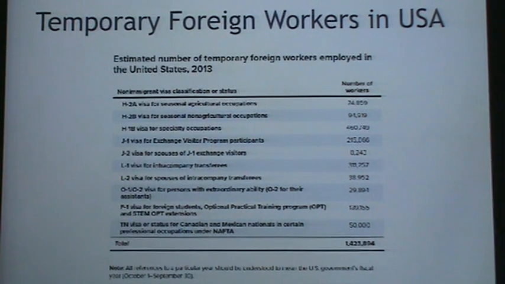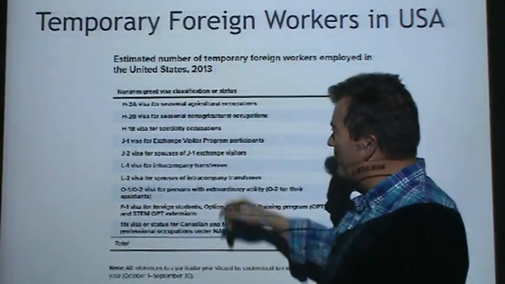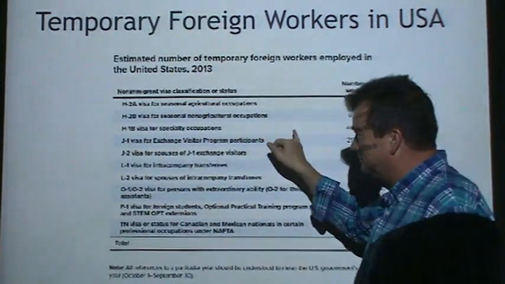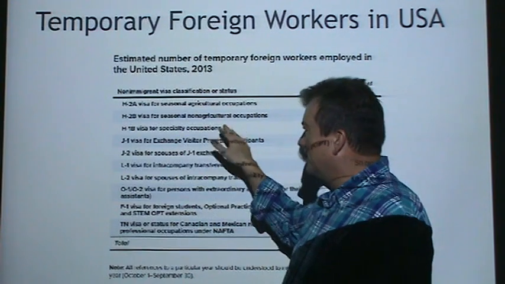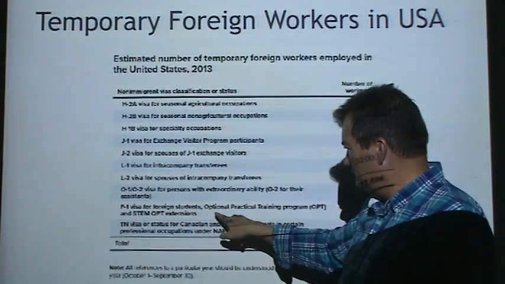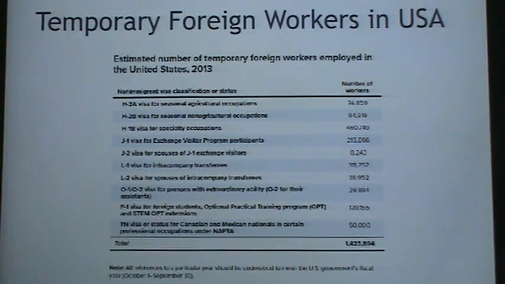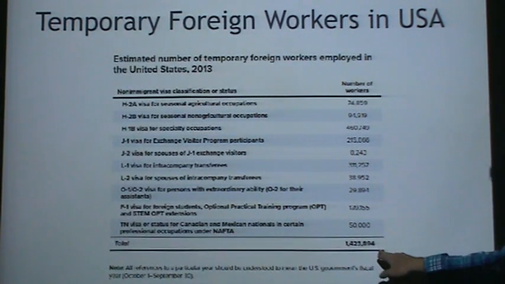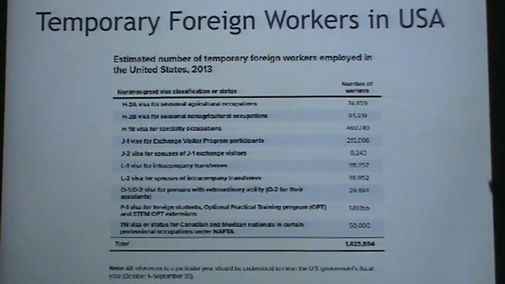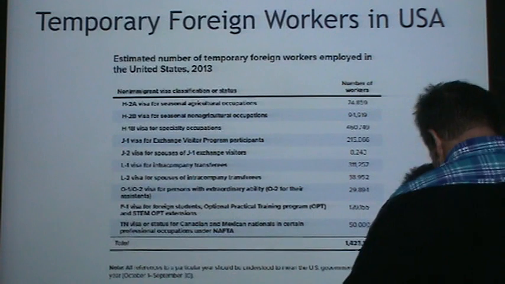So this is just a chart of all the different types of visas. There's an H-2A visa, which is for seasonal agricultural occupations, H-2B, seasonal non-agricultural. H-1B is specialty occupations, but it's mostly technology. Students get an F-1 visa, and there's an OPT connected to that, the 139,000. So it's about 1.4 million, as of 2013, visas somehow related to students or technology right now in the U.S.